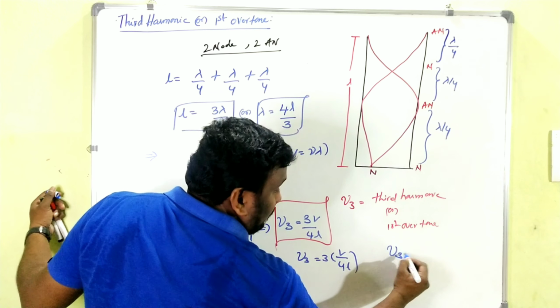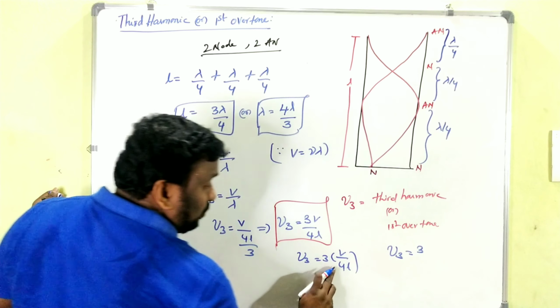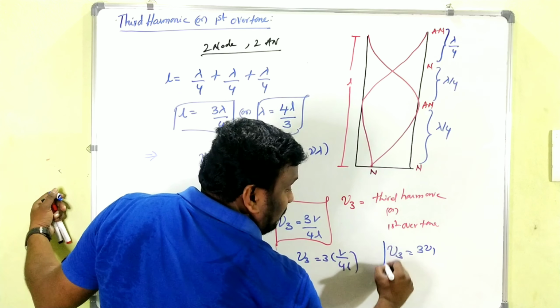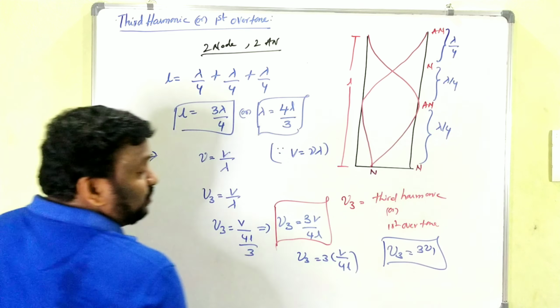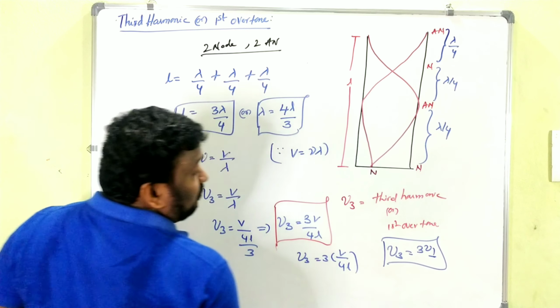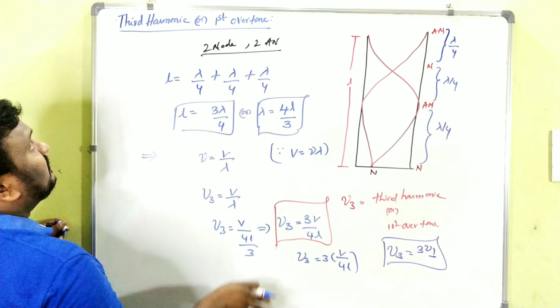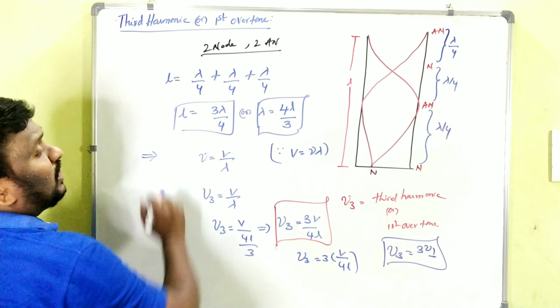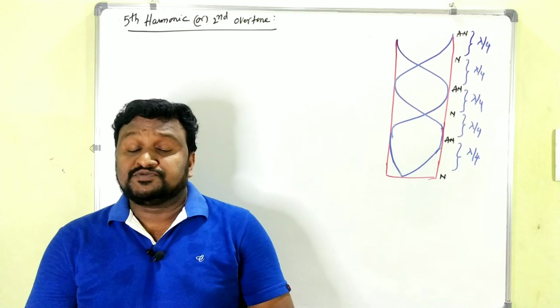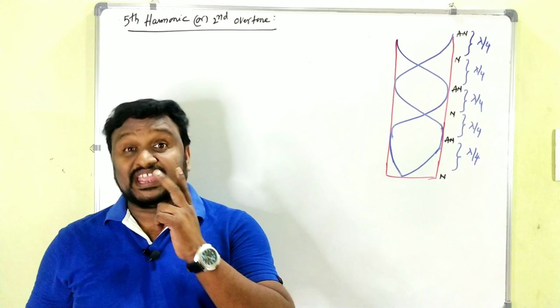Then what do you write? Nu 3 is equal to 3 into V by 4L, and V by 4L is nu 1, the fundamental harmonic. That's why nu 3 is equal to 3 into nu 1. That's why it is called the third harmonic or first overtone. Children, in this way we get the expression for the third harmonic or first overtone. Clear?